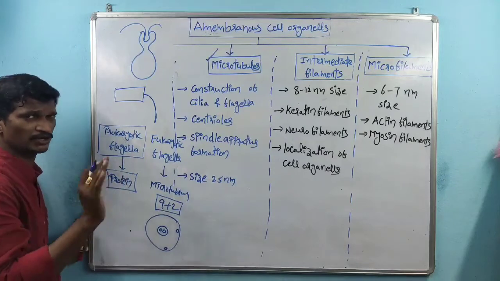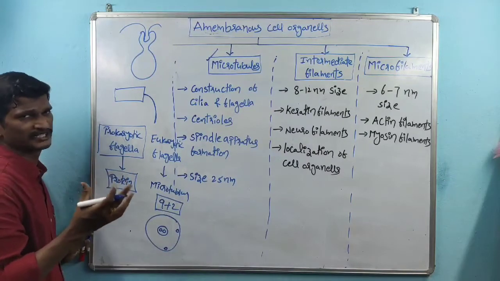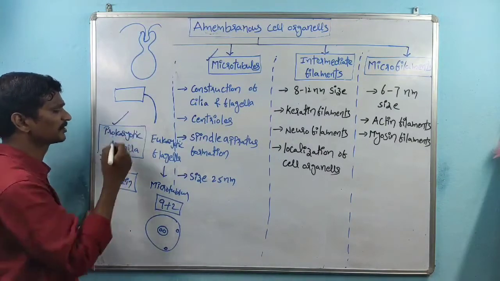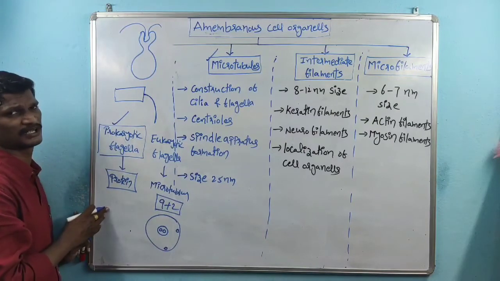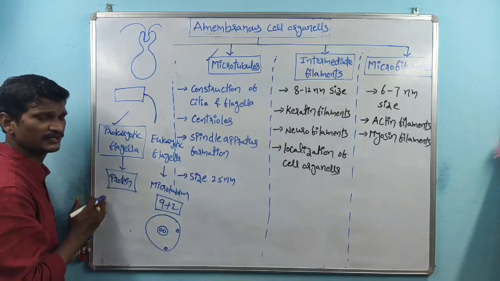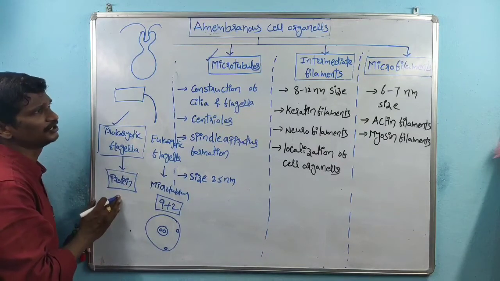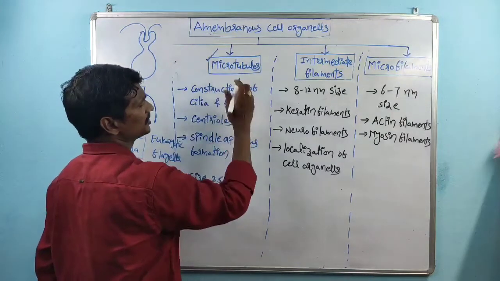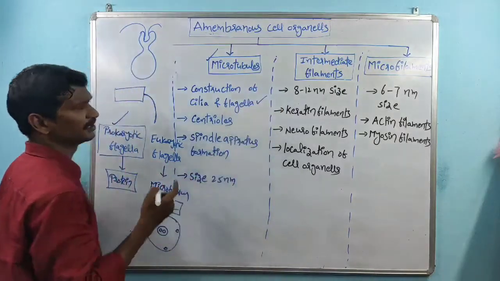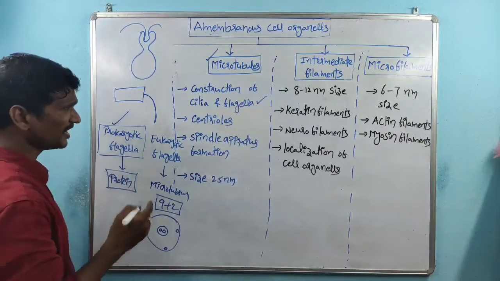But in prokaryotes it is not like that. There is a protein that supports the formation of prokaryotic flagella. That is the structural difference between prokaryotic flagella and eukaryotic flagella. So here microtubules are supporting the formation of flagella and cilia.